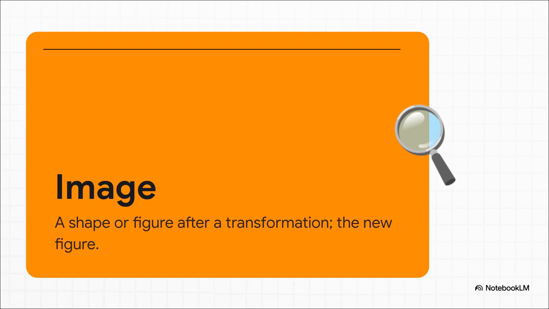Now, when we're dealing with those reflections across the axes that we discussed a minute ago, we introduce the term image. The image is simply the new shape or figure after a transformation has occurred. Having this word helps them cleanly differentiate between their original starting point and their final result.